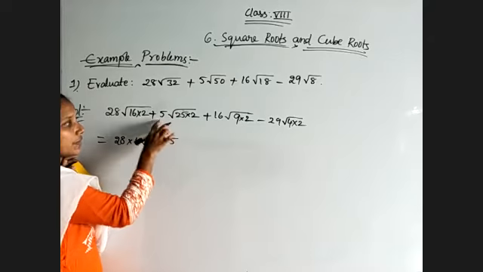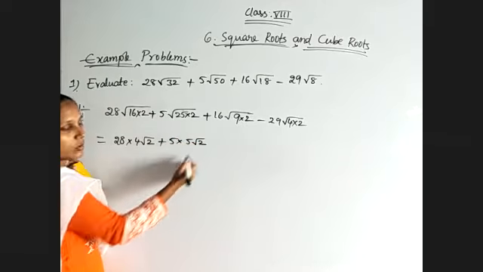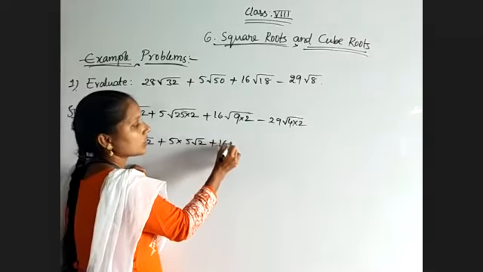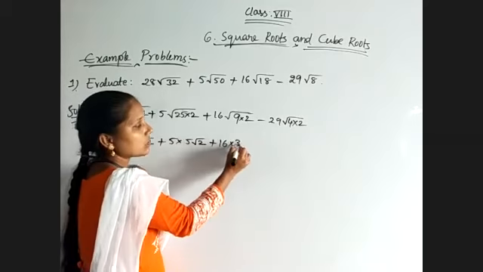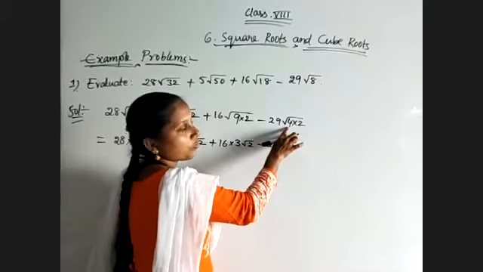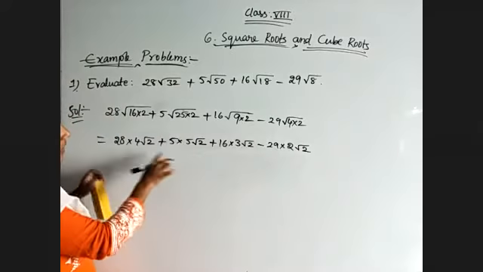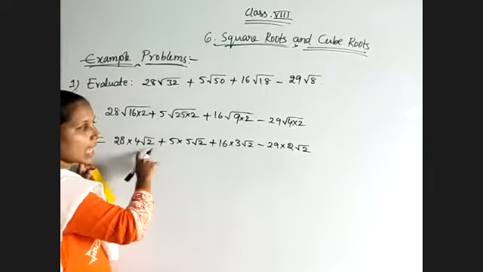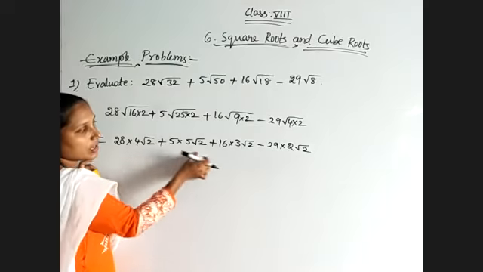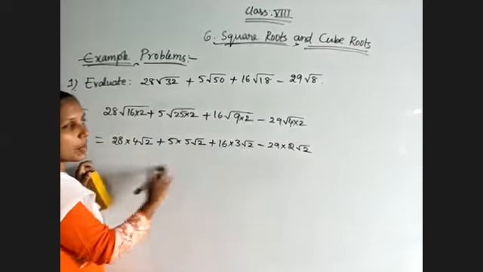So 5 already we have, into 5 will come outside of the root. Only 2 inside, means root 2 is there. Plus 16 into root 9 value is 3. So 3 root 2 minus 29 into root 4 value is 2. So 2 root 2. Now observe each and every term. All are having root 2, root 2, root 2 only. Means all are like terms. If this value is equal, then we will say them as like terms. Means we can take out root 2 common from each term.